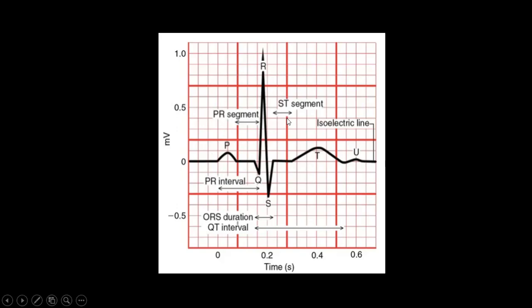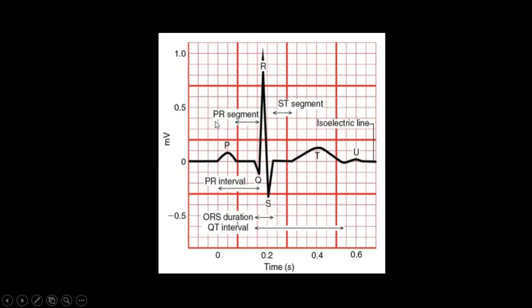Now let's discuss about the segments of ECG. The first one is PR segment. PR segment lies between the end of P wave to the beginning of QRS complex. Then comes ST segment. It is an isoelectric period between the end of QRS complex and the beginning of T wave. So that is all about the waves and segments of ECG.